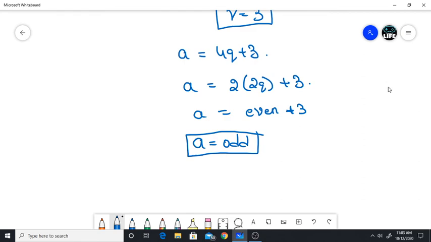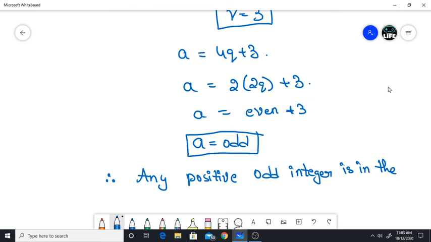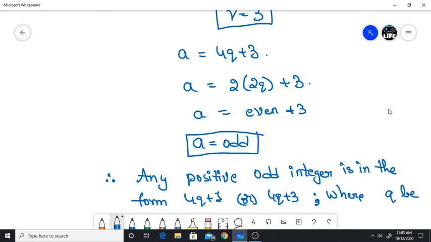Okay, this is a simple manner. So any positive odd integer is in the form 4q plus 1 or 4q plus 3, where q is any integer.